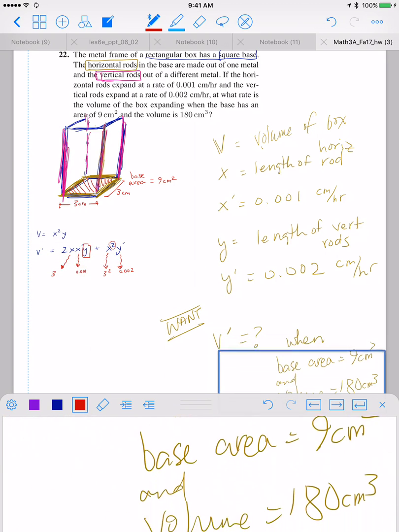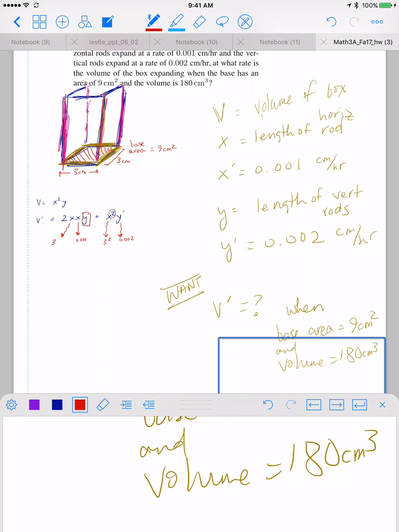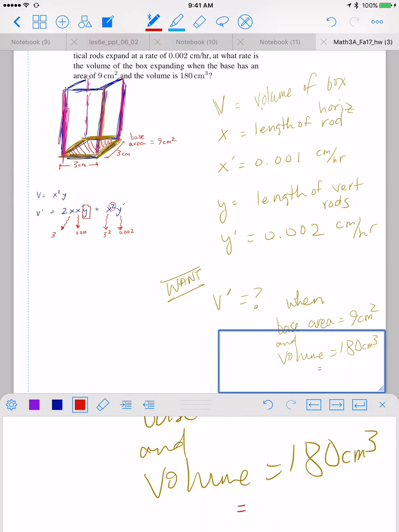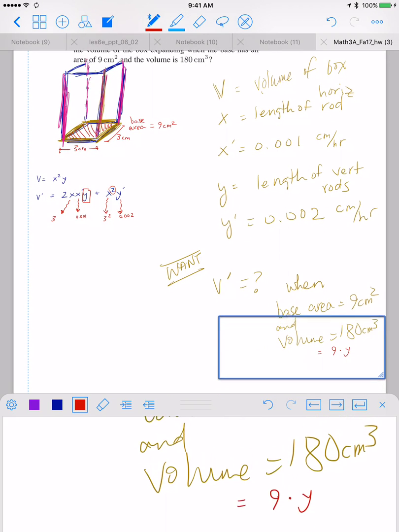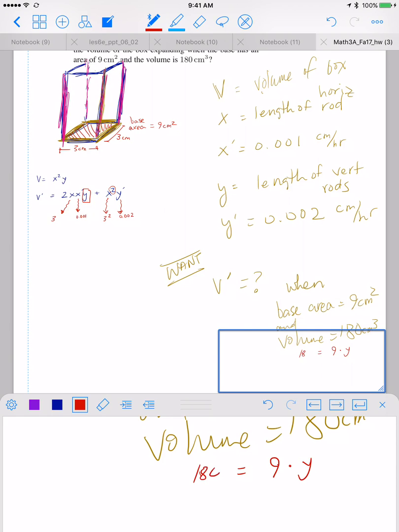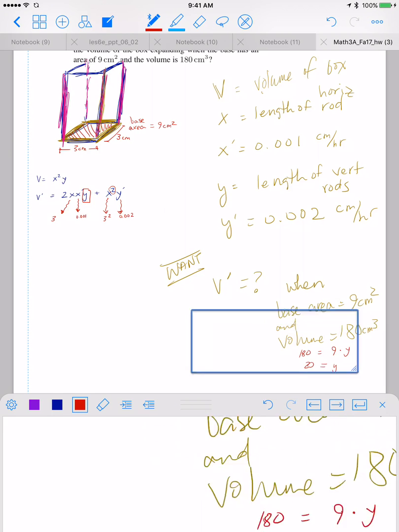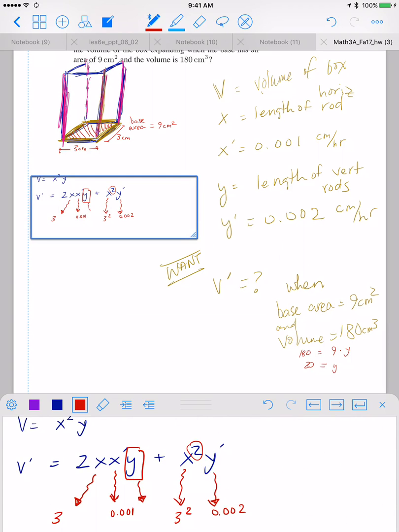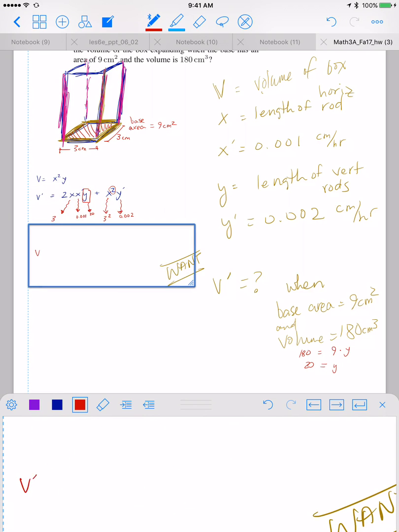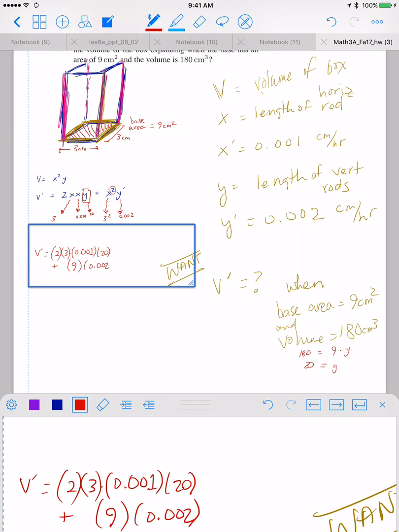So how do we find y? Well, that we're going to find because we're told the volume is 180. So the volume is going to be the base times the height, so that'll be 9 times y. So then what is y? Well, if 180 is equal to 9 times y, that means y has to be 20. So y is 20, and that is our answer. So we'll get V prime is equal to 2 times 3 times 0.001 times 20 plus 9 times 0.002.